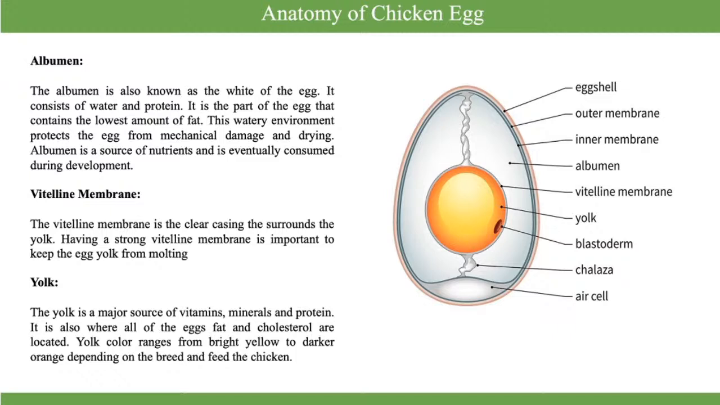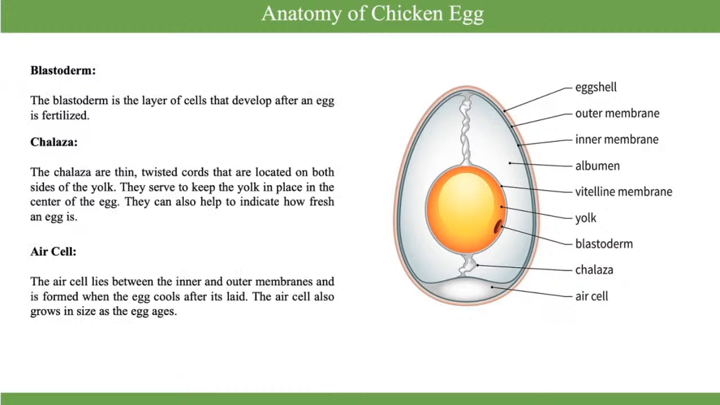Now definitely there must be some reason why the color changes from bright yellow to darker orange. So there are two basic reasons. The first reason is the breed of the chicken. And the second reason is the feed of the chicken. So these two factors are responsible for the color change of the yolk. In this picture, you can see over here a spot. This is known as blastoderm. It is a layer of cells that develops after an egg is fertilized. So we are going to learn about blastoderm later in our other slides.